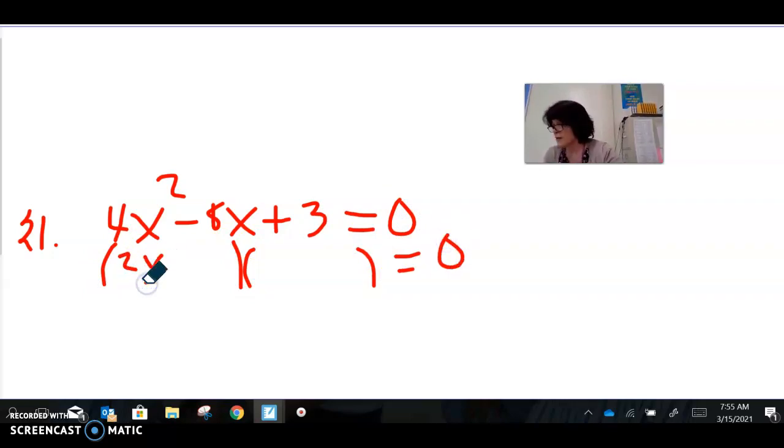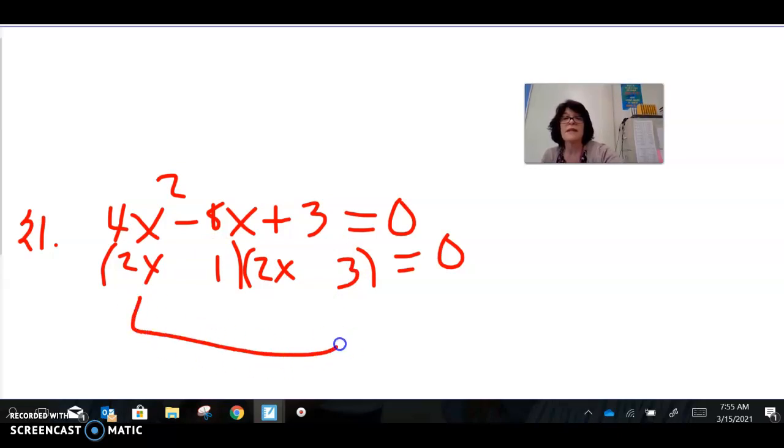So now I'm going to try 2x and 2x. That multiplies to 4x squared. The only thing that multiplies to 3 is 1 times 3. Let's see, my outer product is 6x. My inner product is 2x. Yay, that adds up to 8x.